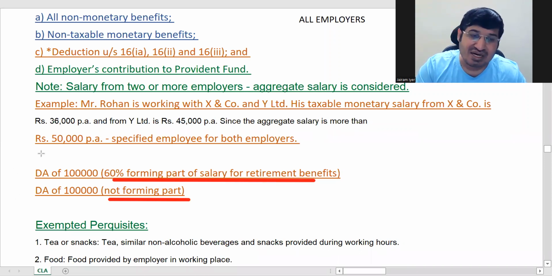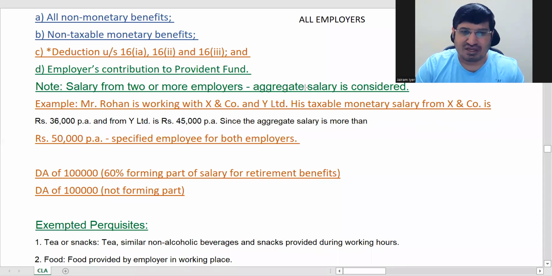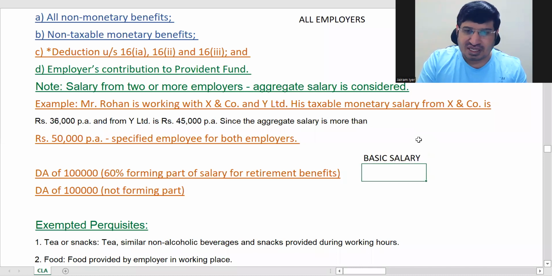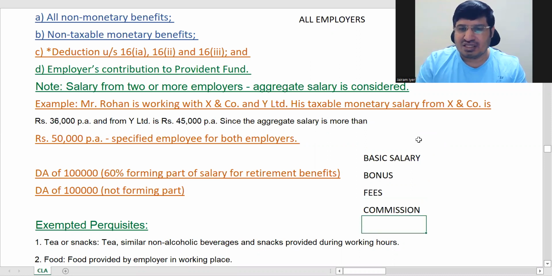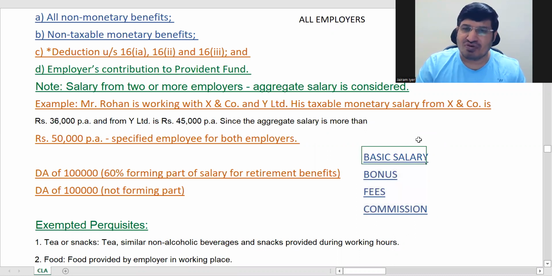So it is not for computing DA itself. Okay, it is for computing other things. Now DA in itself, this 1 lakh is fully taxable in all cases. DA and CCA, city compensatory allowance, are fully taxable, always. Things like your basic salary, bonus, fees, commission, these things are always fully taxable.